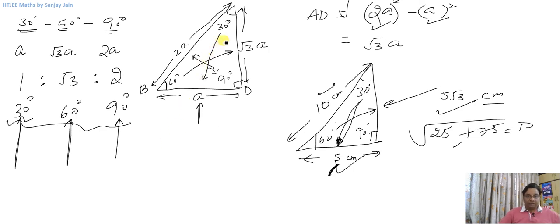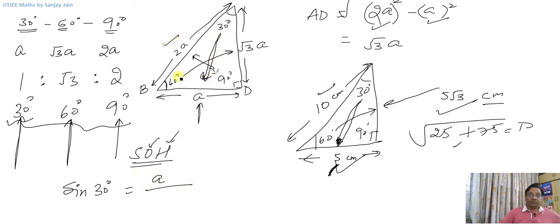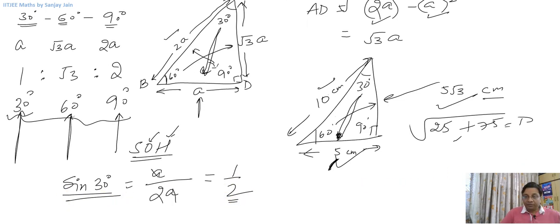Now the point I was trying to make was, if you want to calculate sine of 30 degrees, you know by the SOHCAHTOA rule that sine is opposite upon hypotenuse. So sine of 30 degrees, what is the side length opposite 30 degrees? It is A. So opposite upon hypotenuse, which is 2A. So I'll write 2A here. So A will get cancelled, hence I'll get sine 30 degrees as 1 by 2, right? So I have found one of the values.